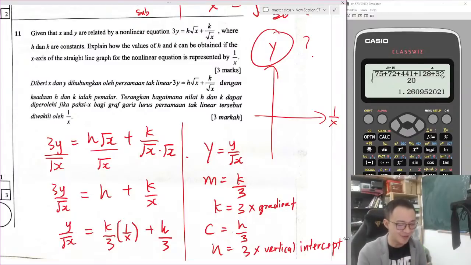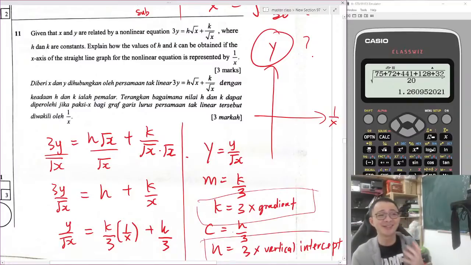But what I want to say for this question is we seldom have a question asking for the answer like this. Even though I read the marking scheme, I also got stuck for a while. Maybe they want you to show the relationship between h and k linked to this equation. I know this topic is linear law, but I don't know if they prefer you to answer it this way. It should be acceptable. Then you just write k equals 3m and h equals 3c, something like that.